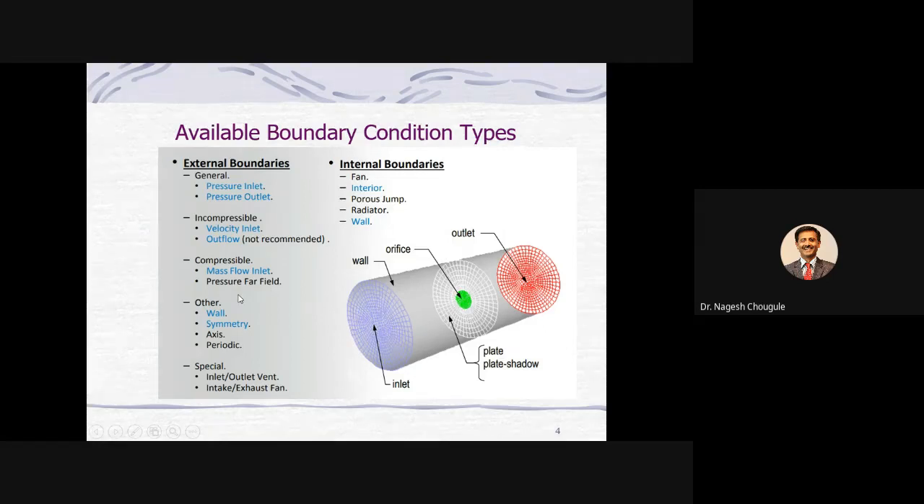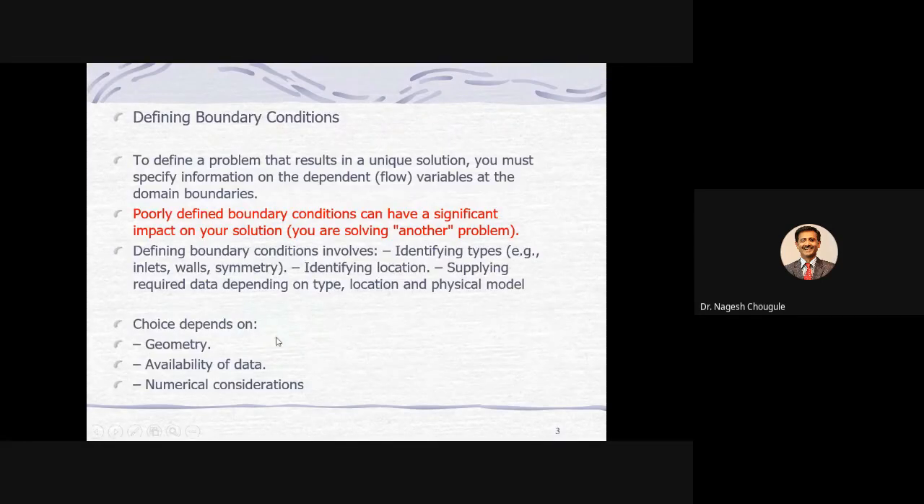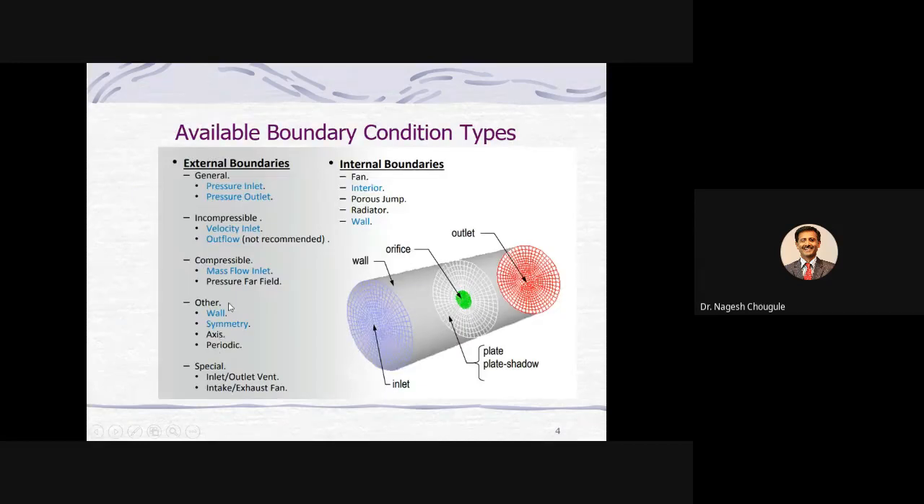Other boundary conditions depend on your geometry, so depending on your geometry you can define further boundary conditions like wall, where no heat transfer takes place. If you do not give any boundary condition to your problem, the software will automatically consider it as a wall boundary condition. Other boundary conditions are the symmetry boundary condition, axis boundary condition, or periodic boundary conditions. These things we can give.